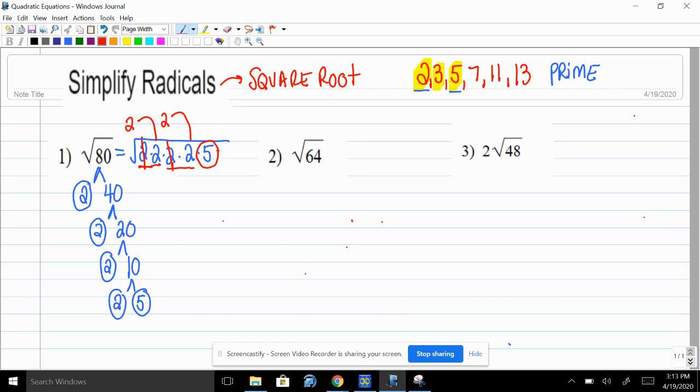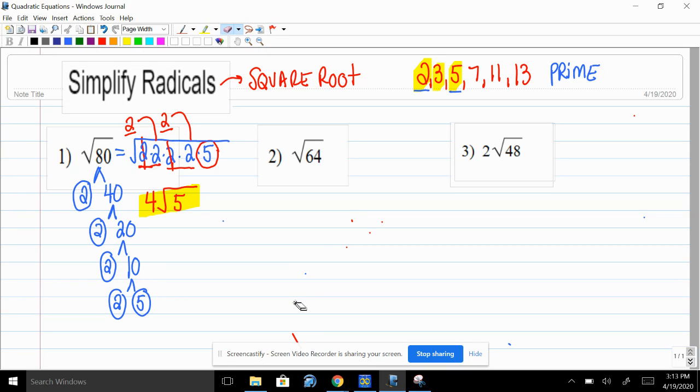Anything that comes out gets multiplied. So 2 times 2 is going to make 4. Square root, anything that stayed in, my leftovers, they're also going to get multiplied. But in this case, I only have one. So I stay with radical 5. So my final answer there is 4 radical 5.